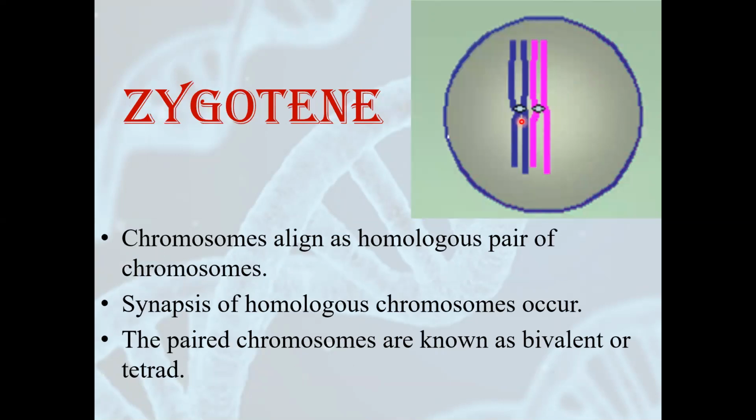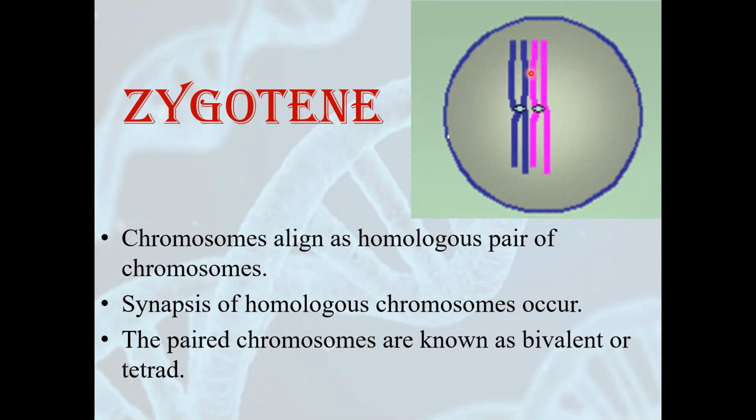Here you can see these chromosomes are condensed chromosomes. This is the second phase, which is known as zygotene. Chromosomes align as homologous pairs of chromosomes. These two chromosomes have come close to each other. They have aligned together. This has become a homologous pair of chromosomes.